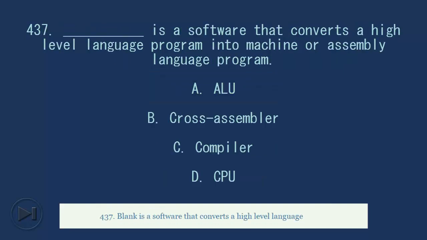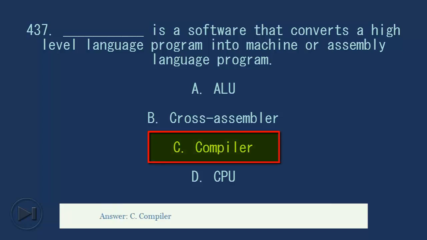437. Blank is a software that converts a high-level language program into machine or assembly language program. A. ALU. B. Cross assembler. C. Compiler. D. CPU. Answer, C. Compiler.